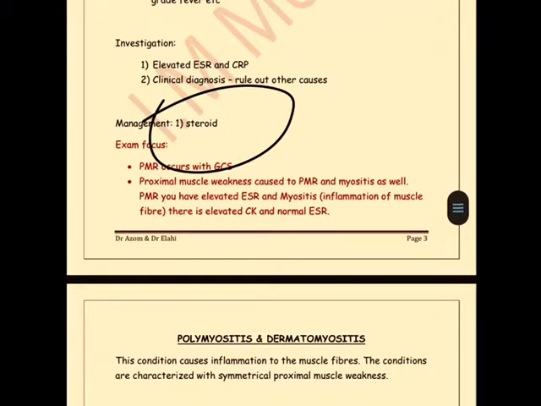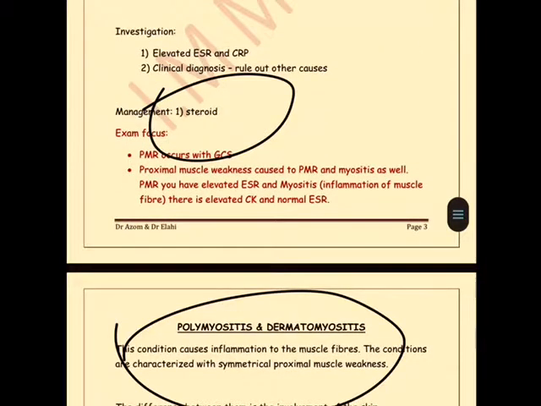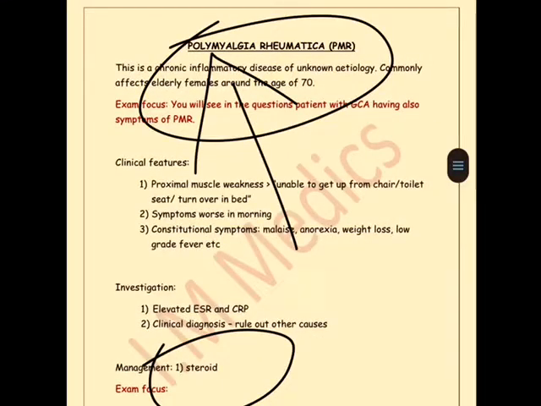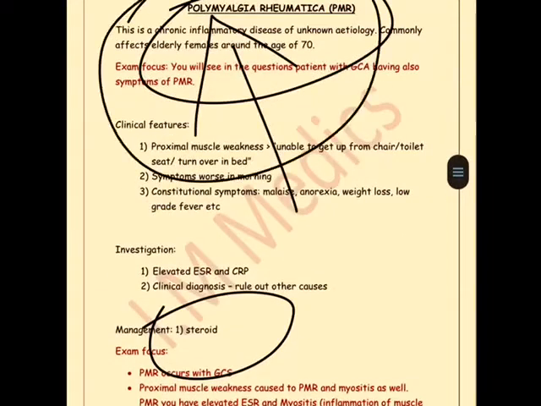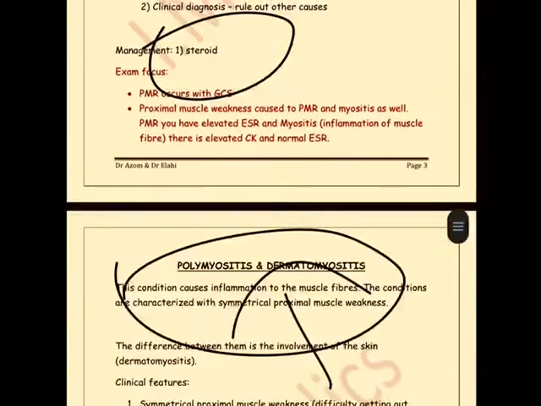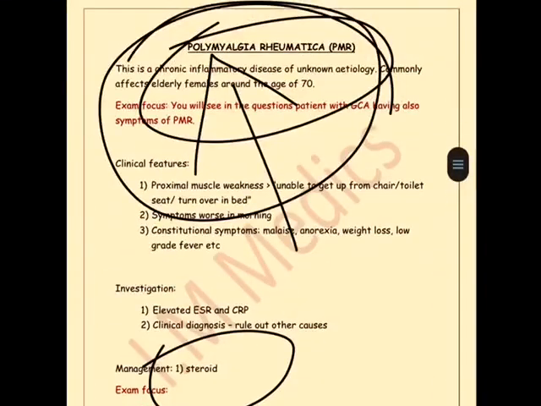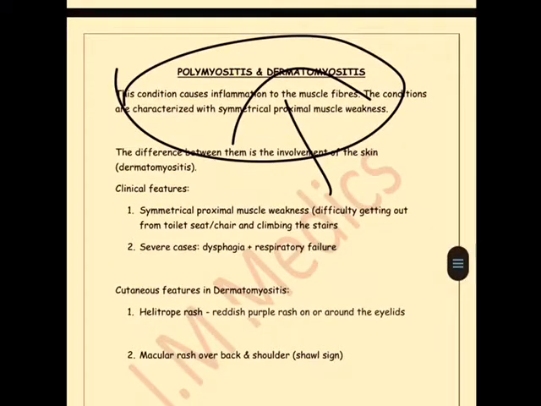Second thing is that this condition, polymyalgia rheumatica, and this one here, polymyositis and dermatomyositis, very, very important. This one here is associated with GCA and this one is not. Both of them, polymyositis and polymyalgia rheumatica, involve your proximal muscle weakness. But what are the differences is here. In here you have high ESR, and in the other one you don't have high ESR. This is polymyositis. So let's look at the name. Myositis, inflammation of the muscle fibers. Polymyositis. The other one is dermatomyositis.